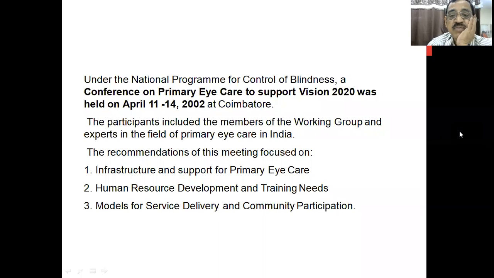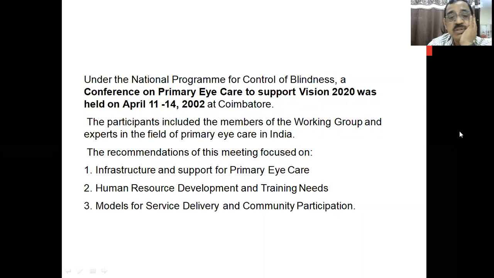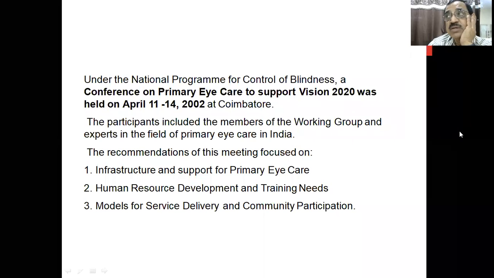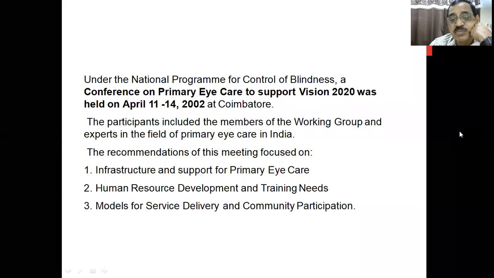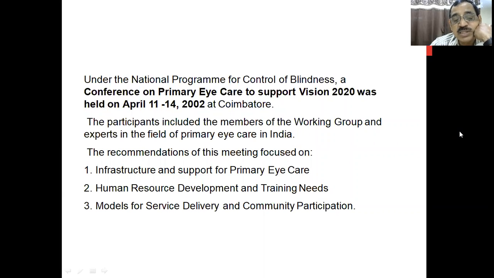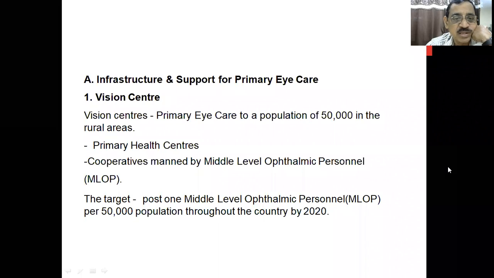Under the National Program for Control of Blindness, a conference on primary eye care to support Vision 2020 was held on April 11th to 14th, 2002 at Coimbatore. The participants included the members of the working group and also experts in the field of primary eye care in India. The recommendations of this meeting are focused on: one, infrastructure and support for primary eye care; second, human resource development and training needs; and third, models for service delivery and community participation.